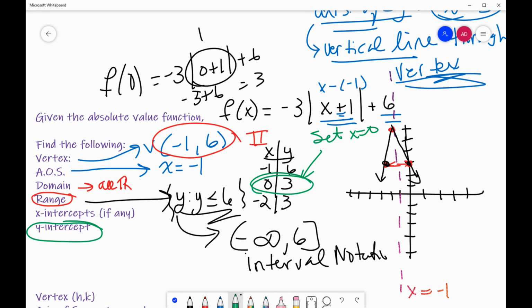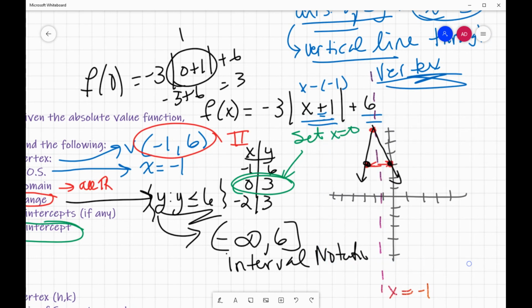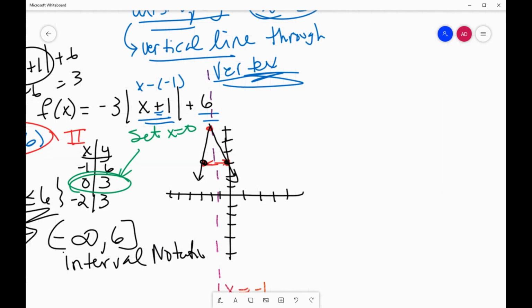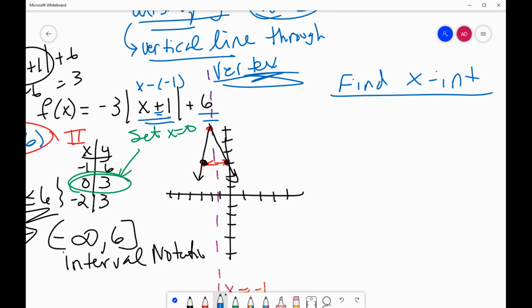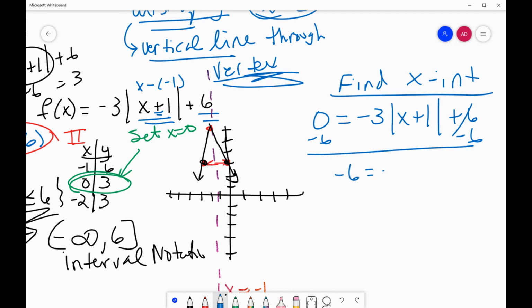Okay, so my x-intercepts, by the way, I'm going to set the y equal to 0 and solve for x. So here we go. To find an x-intercept, maybe I should do a video on that alone. Always set y equal to 0 and solve for x. So when I solve for x here, I subtract 6 from both sides. Super exciting. -6 equals -3, absolute value of x plus 1, right?